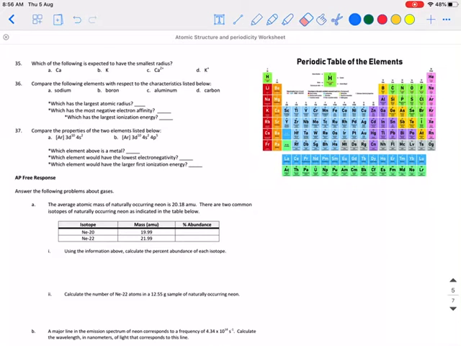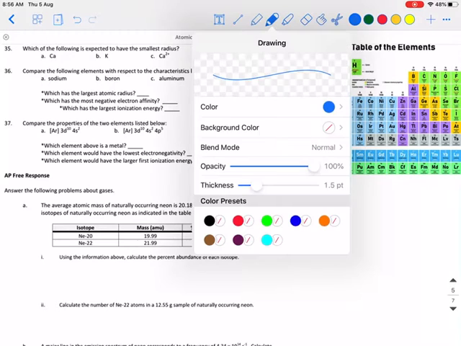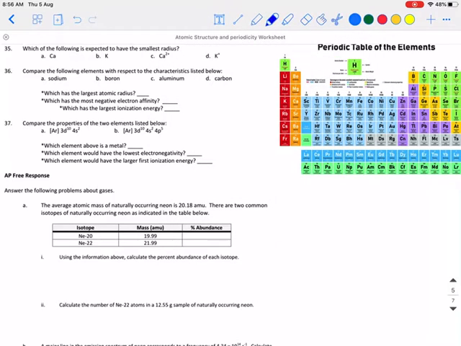Hello everyone. In this video we will continue the atomic structure and periodicity worksheet, AP level chemistry. Number 35, which of the following is expected to have the smallest radius? As we know, the atomic radius increases down the group but decreases across the period.